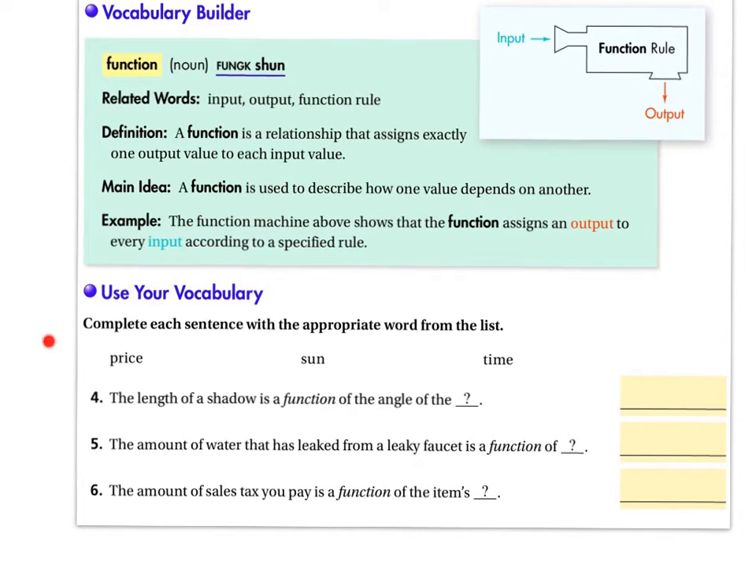I want you to use your vocabulary, complete each sentence with the appropriate word from the list, and then check back here. Let's compare your answers to mine.